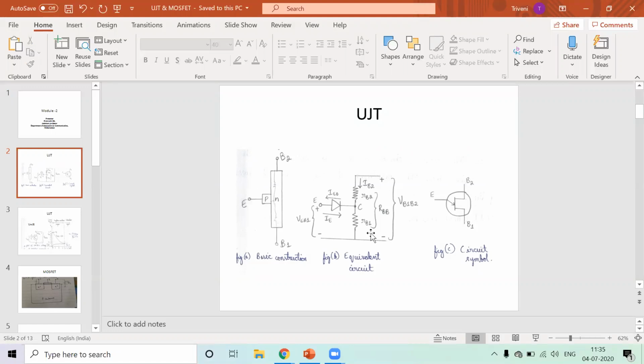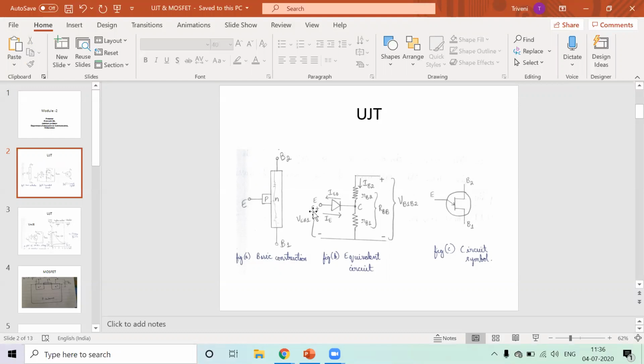UJT, and you can also see the equivalent circuit of this. As you have all studied in the first module, the PN junction is nothing but a diode. So this is the equivalent circuit of the basic construction of the UJT, and this is RB2 and this is RB1. As you all know, V is equal to IR. That is a basic thing. Now we'll see how exactly the UJT works.